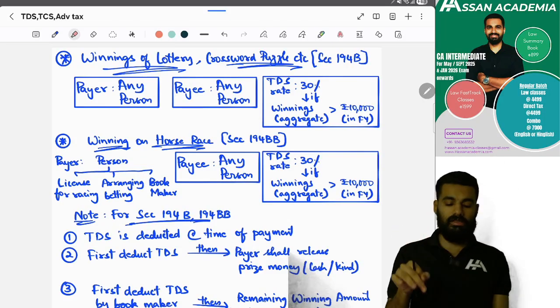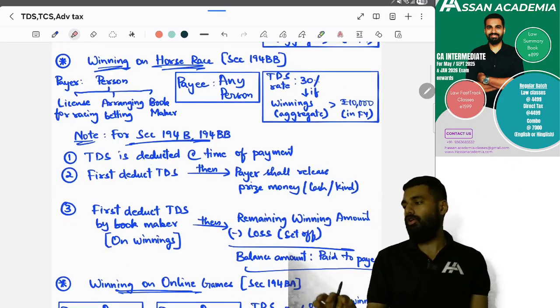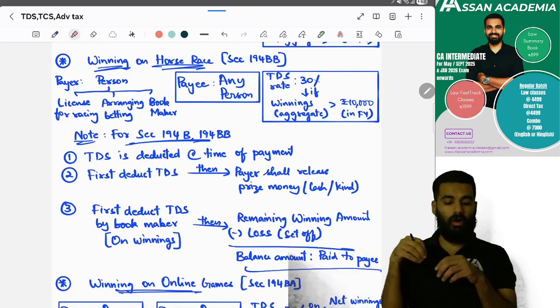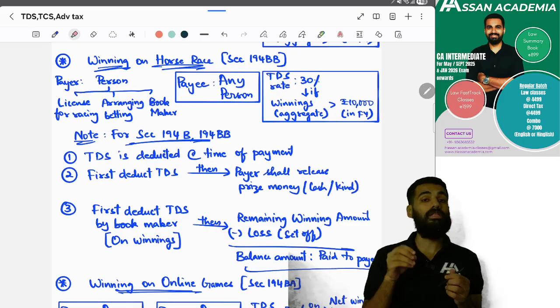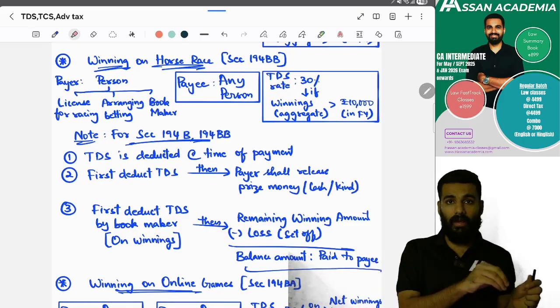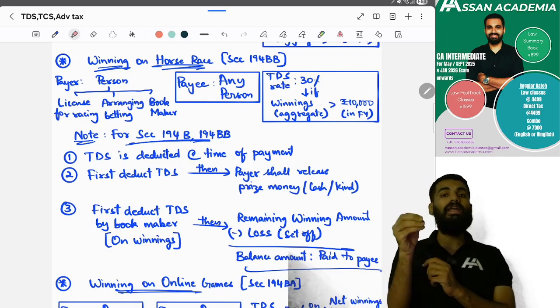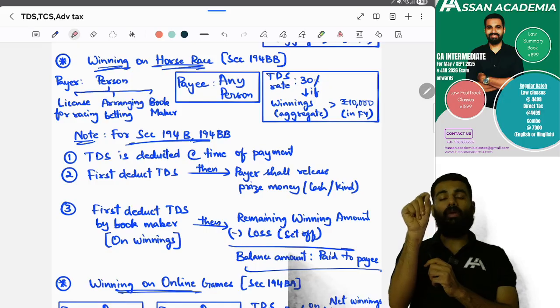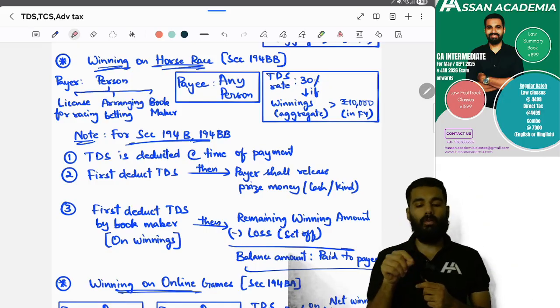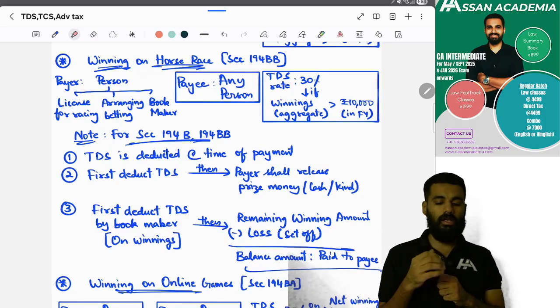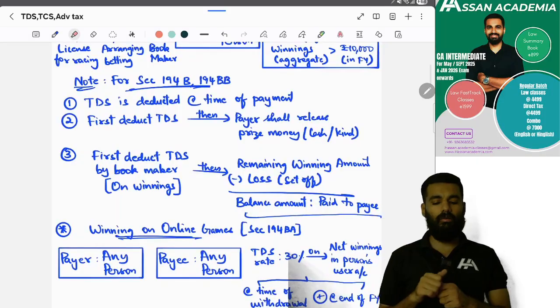What about winnings from race horses? Who is the payer? The payer will be a person who has a license for racing, a bookmaker. If this payer is making any payment to the winner, the payee, then TDS will be deducted if the amount is more than 10,000 rupees in a financial year. The TDS rate is 30%, and TDS will be deducted at the time of payment.